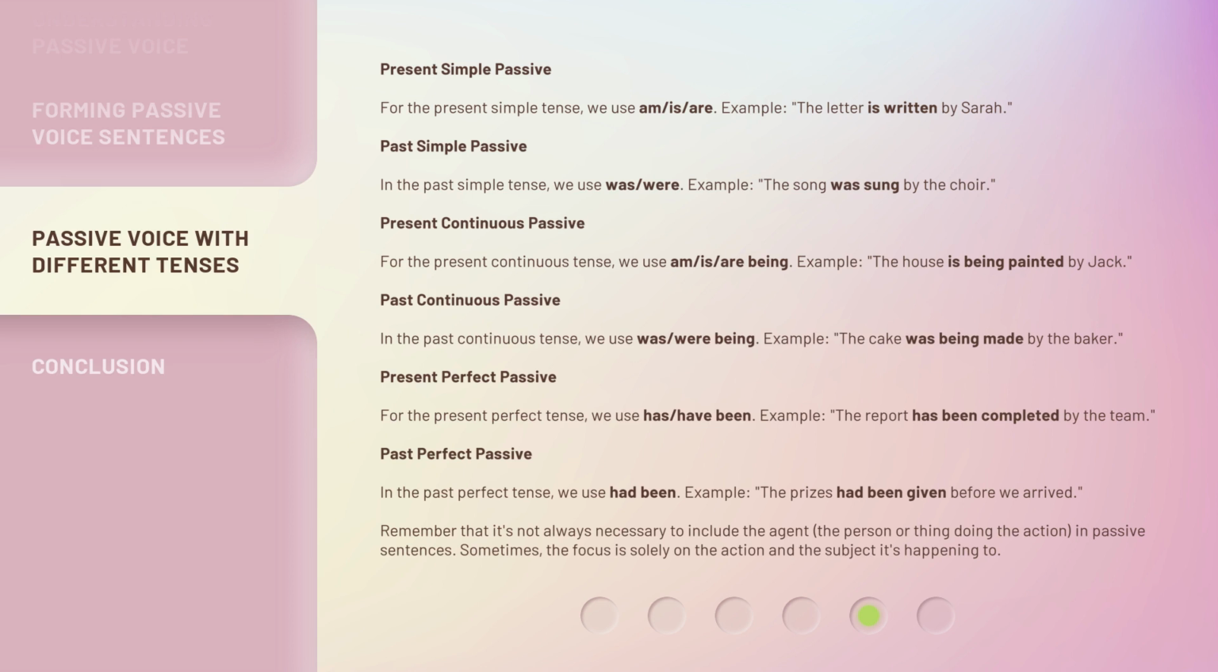Remember that it's not always necessary to include the agent, the person or thing doing the action, in passive sentences. Sometimes, the focus is solely on the action and the subject it's happening to.